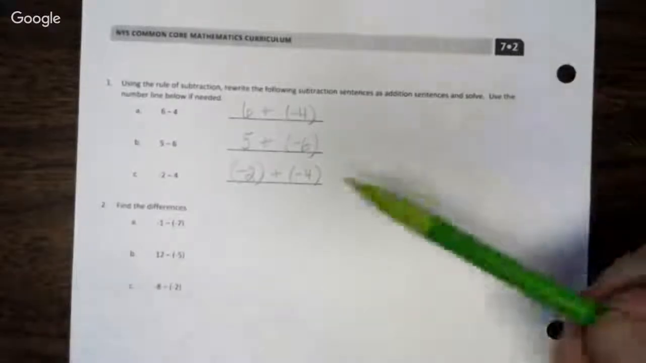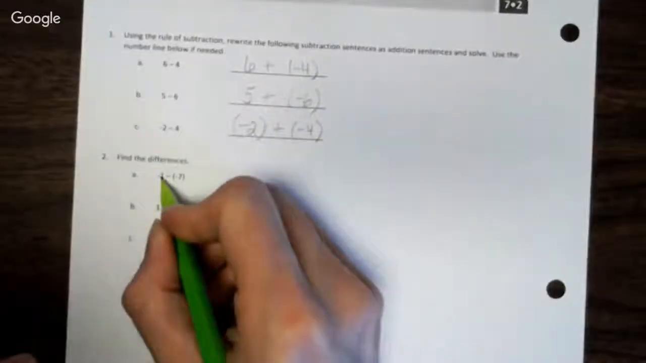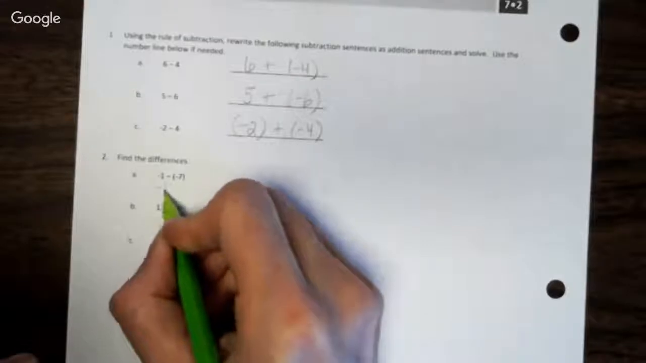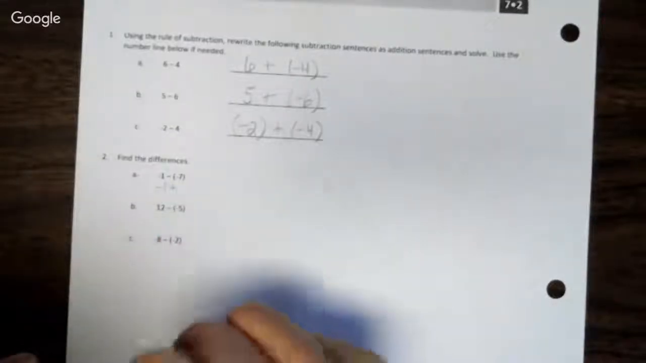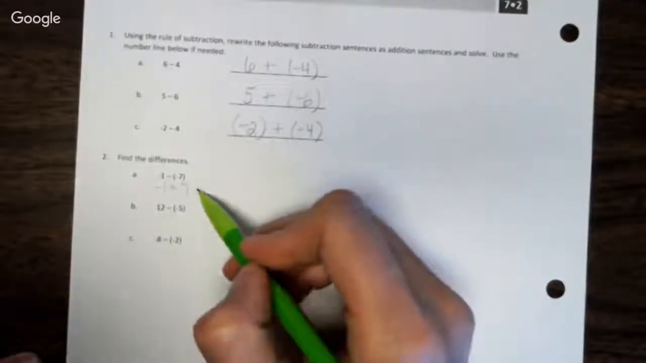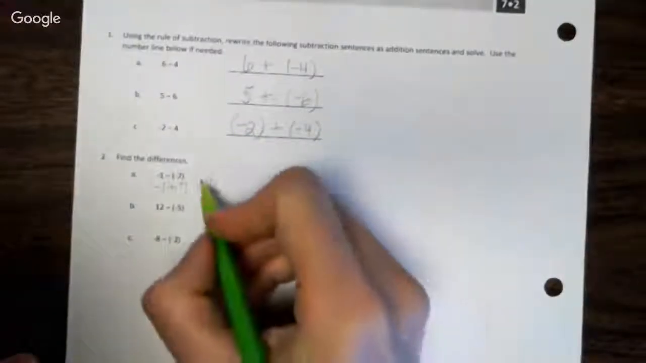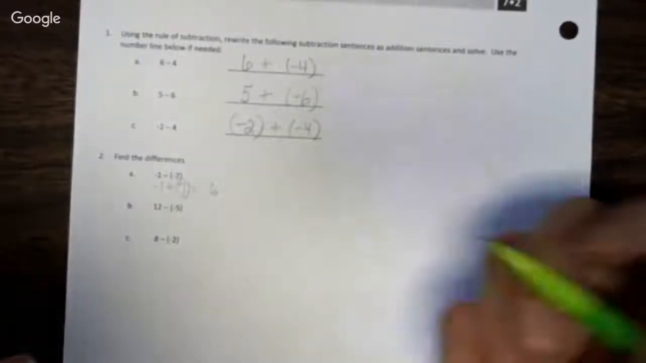All right, so number 2 is actually asking you to find the differences. Now, if I'm changing them to addition up here, I'm going to do the same down here, and that is important to show your work. So we have negative 1 minus negative 7, so leave, change, change. Now, when you actually do this, you're adding. So opposite signs means to subtract. 7 minus 1 is 6. 7 is bigger, which means my answer is positive.